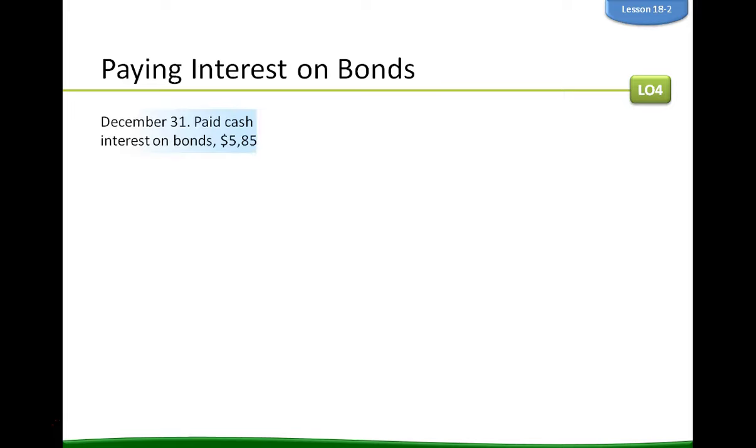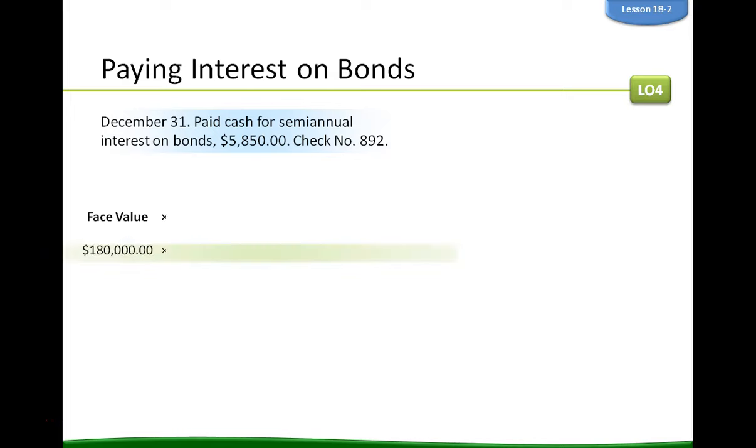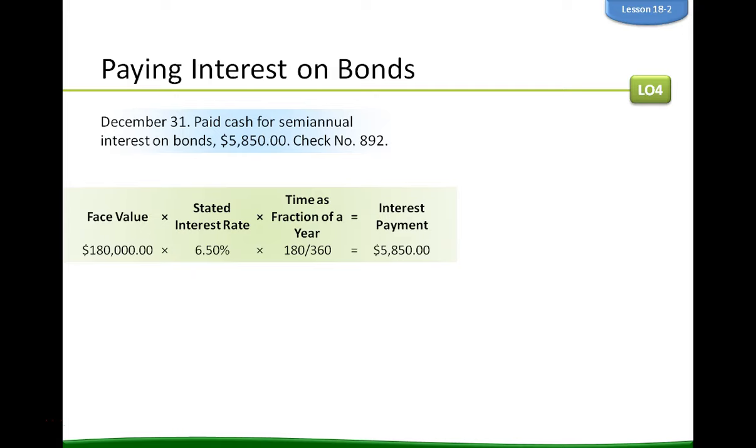So paying interest on bonds. Corporations issue one check for the amount of interest to be paid, usually to an agent such as a bank. The agent then handles the details of sending interest checks to individual bond holders. Sun Treasures bonds require that interest be paid semi-annually on June 30th and December 31st. Interest on the bond is calculated as the face value multiplied by the stated interest rate. So we have the face value of $180,000 and the stated interest rate of 6.5%.